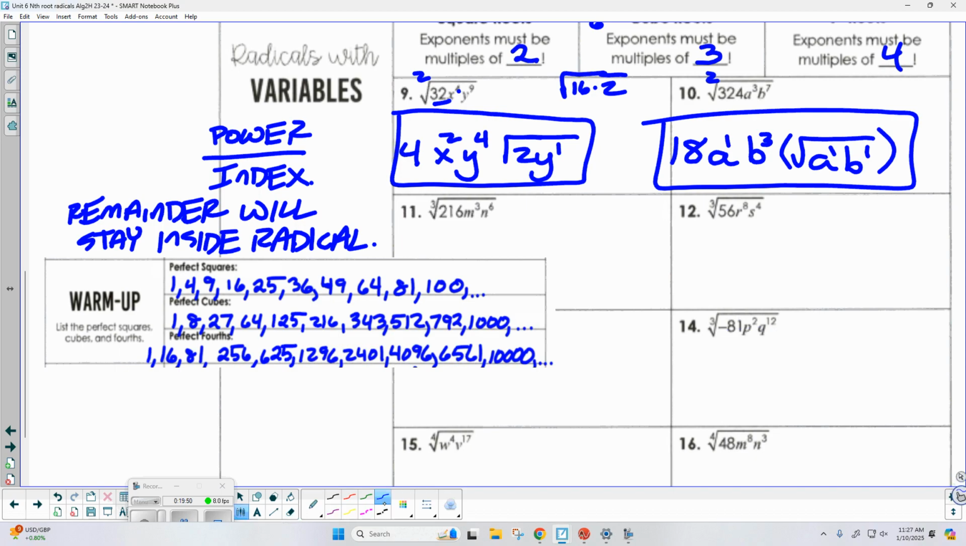Now, 216 is a perfect cube. What is that? 6. So the cube root of 216 is 6, because 6 times 6 times 6. Oh, I scared myself. 666. Oh, there we go. See, for the m, 3 divided by 3, there's 1, no remainder. So there's no m that has to stay inside. It divided evenly. For the n, 6 divided by 3, that would be 2. Again, it divided evenly, so there's no radical. That's just the answer.